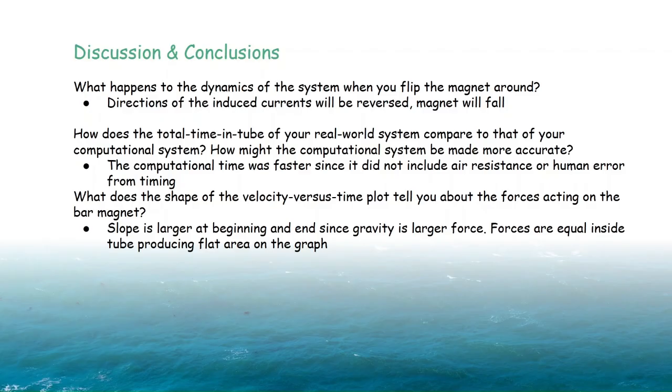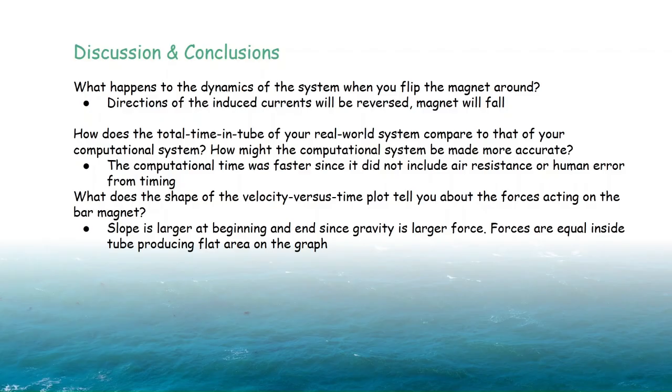So how does the total time in the tube of your real-world system compare to that of your computational system? How might the computational system be made more accurate? So with my original magnetic dipole moment of 1.91 amp meters squared, I had a time of 37.61 seconds, which is much greater than the experimental time. And then when I manipulated the magnetic dipole moment to be 1.115 amp meters squared, I had a time of 12.91 seconds, which is slightly faster than the experimental time. So in theory, the computational model should be faster since it did not account for friction and air resistance. And the computational model could be made more accurate by factoring in forces like friction and air resistance. And the accuracy of the experimental time can be improved by improving the data collection methods or increasing the number of trials.